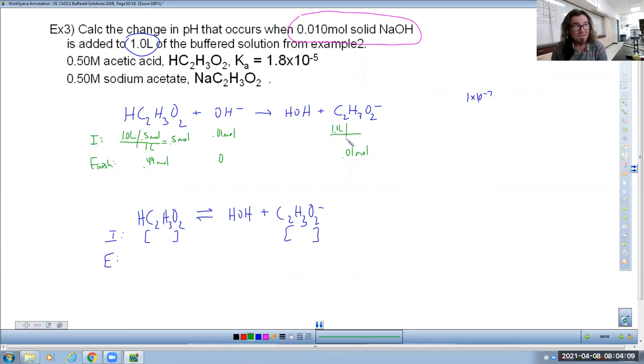1 liter containing 0.5 moles per liter means that there already were 0.50 moles of acetate in solution before we even started, just like there was 0.5 moles of acetic acid in the solution before we even started. And then the hydroxides started neutralizing with the H's until they were completely gone. And now we're at a point where there are 0.51 moles of acetate ions and 0.49 moles of acetic acid in solution. So how is that as a molarity?